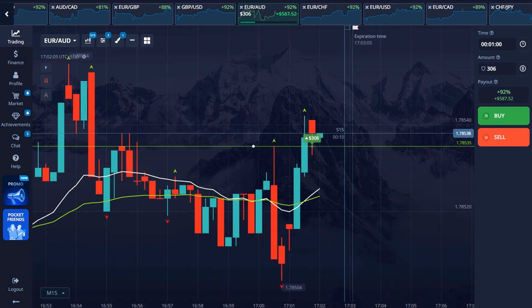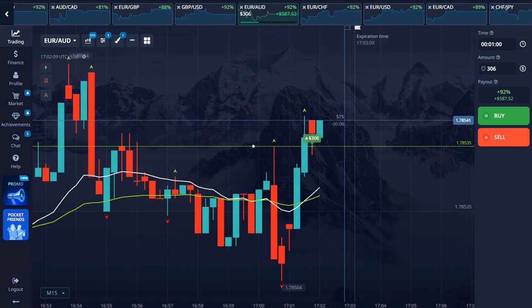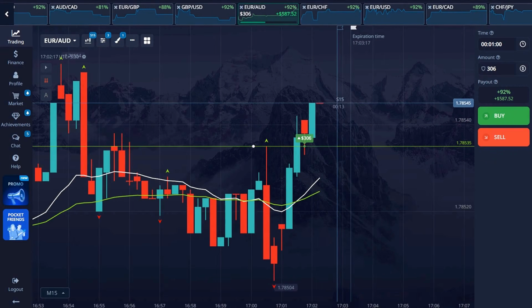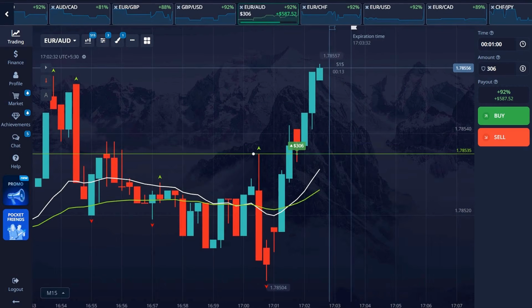Risk management is the key to survival in binary trading. Risk only 1 to 2% of your account balance per trade. Stop immediately after 2 consecutive losses. Trade only 4 to 5 quality setups per session. This will keep your account safe and help build long-term consistency.